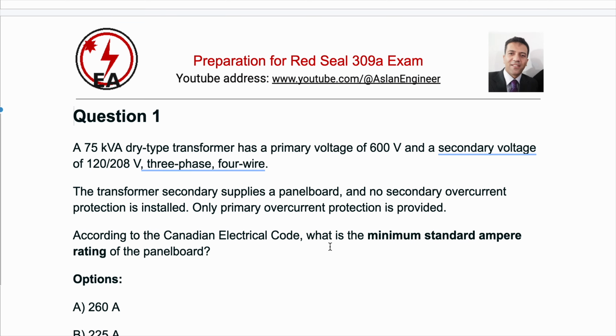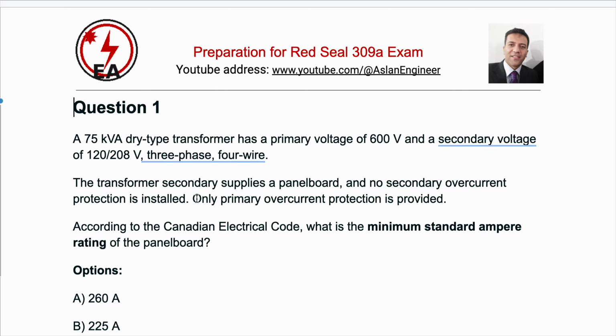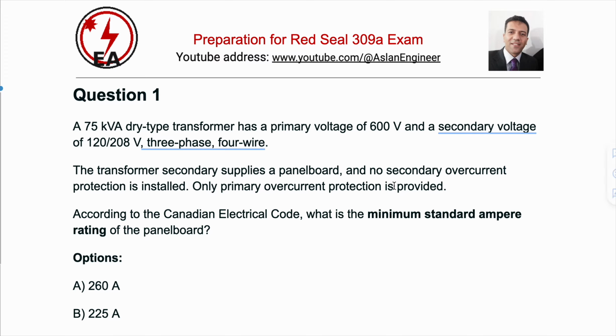Let's start with question 1. A 75 kilovolt-ampere dry type transformer has a primary voltage of 600 volts and a secondary of 120/208 volts, 3-phase 4-wire. The transformer secondary supplies a panel board and no secondary overcurrent protection is installed. Only primary overcurrent protection is provided. According to the Canadian Electrical Code, what is the minimum standard ampere rating of the panel board?